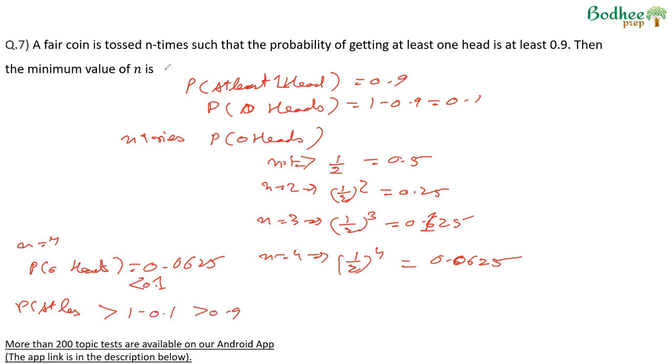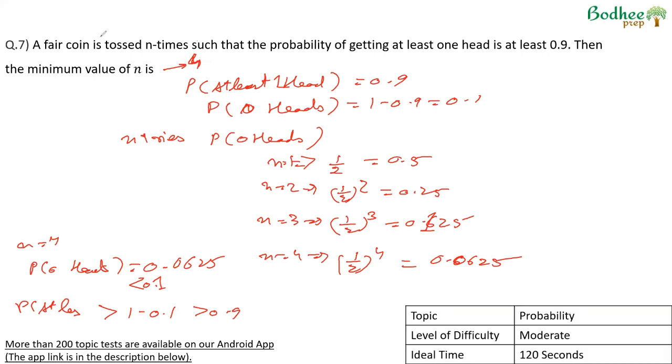So we have to do this process 4 times, and we can be 0.9 sure that there will be at least one head. I think hit and trial method works here. Moderate level of difficulty, about 2 minutes to solve.